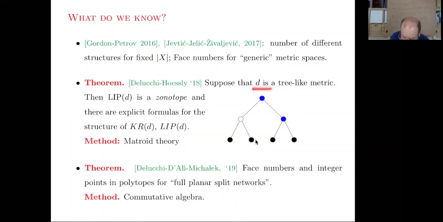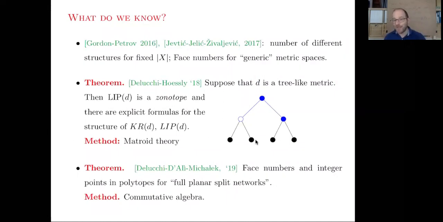In this case, if my metric is tree-like, my polytope is a zonotope. It's a Minkowski sum of segments. And if you look at the tree, you can write down an explicit formula for the number of faces, for example. Okay. And how do you do it?